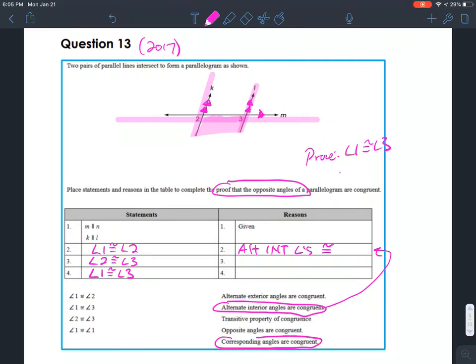It doesn't list that, but it gives us something similar. Corresponding angles are congruent, so I put that in here. Once again, on a state test, you're just dragging and dropping.